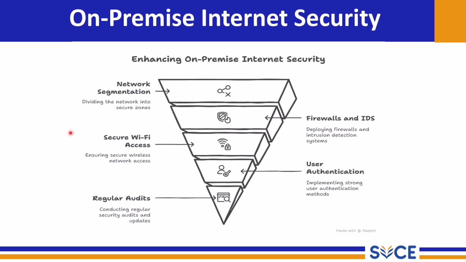And enable logging and monitoring. We have to use tools like Splunk, ELK, or Microsoft Sentinel for real-time threat detection. And the last is that employee security awareness training should be given to reduce phishing and social engineering risk.